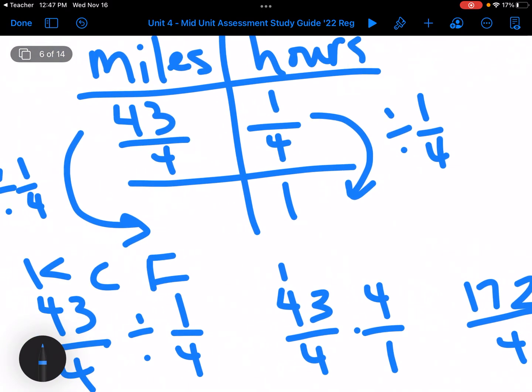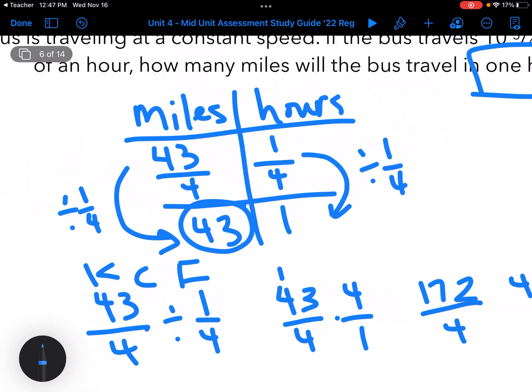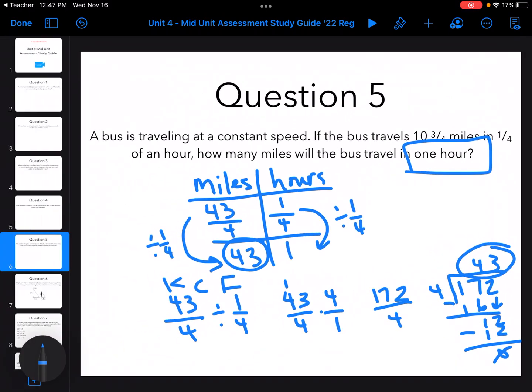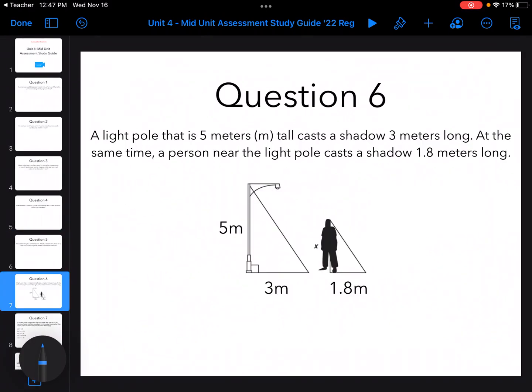$43. So he can go 43 miles in 1 hour. I don't know why he's a he, but he can. All right, so now we're getting into some of the review.